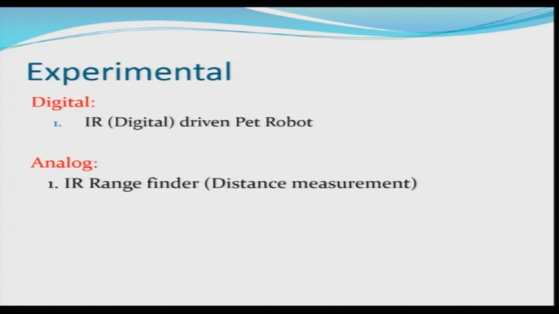In the experiments at the Center for Mechatronics, we will be performing experiments using digital sensors. We are using 4 digital sensors to drive a PET robot. Then we will see another experiment, the IR range finder distance measurement sensor.